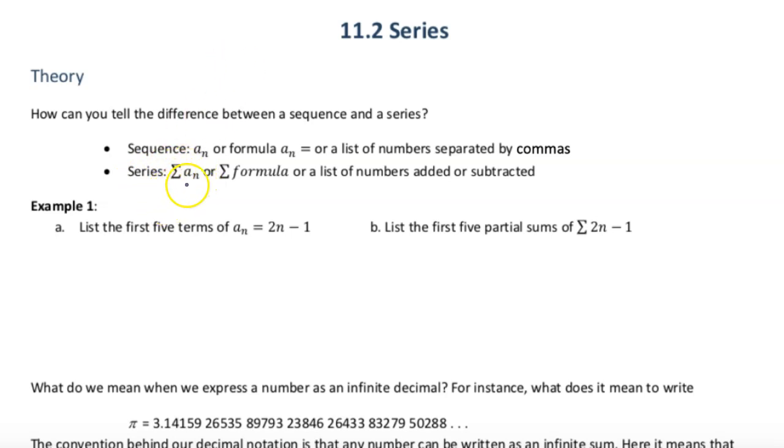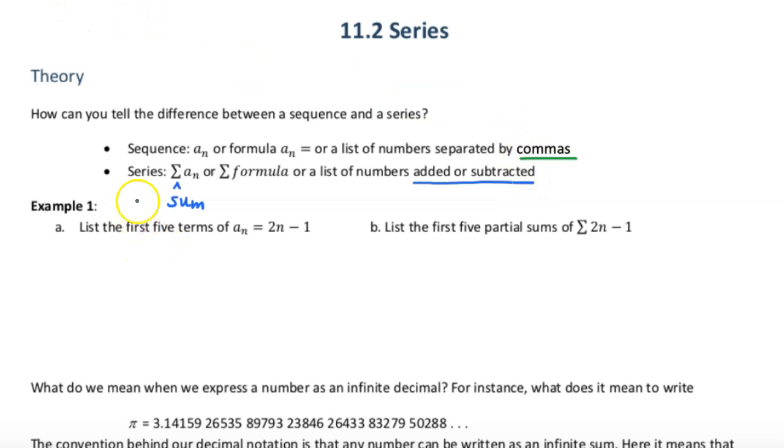This is the symbol, the Greek letter sigma, and it means the sum of a sub n, which we said was just a list of numbers. We can also write this list of numbers as a specific formula. And so this is a list of numbers that has been added or subtracted. So it is no longer a list separated by commas. Now the terms are separated by a plus or minus sign, so consecutive terms are added or subtracted.